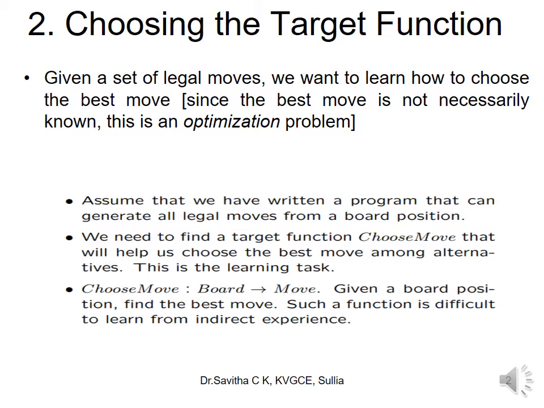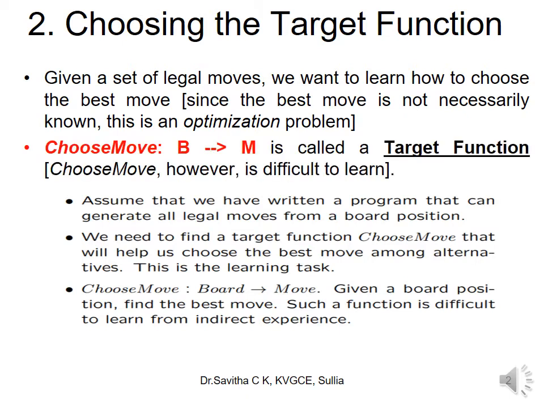Okay, let us consider the function that chooses the best move as ChooseMove. We use the notation ChooseMove: B → M. It indicates that this function accepts as input any board from the set of legal board states B, and produces as output some move from the set of legal moves M. We can also represent this function as y = f(x). Here y is the best move, f is the target function ChooseMove, and x is the set of legal moves. The problem here is to choose the best move.